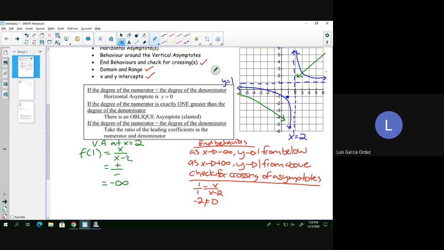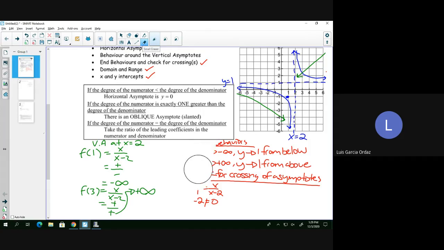Now somebody give me a number that's to the right of 2. So 3. So we'll check f at 3 is equal to x over x minus 2. So we get a positive sign in the numerator and a positive sign in the denominator, which means these values are going to approach positive infinity, okay?